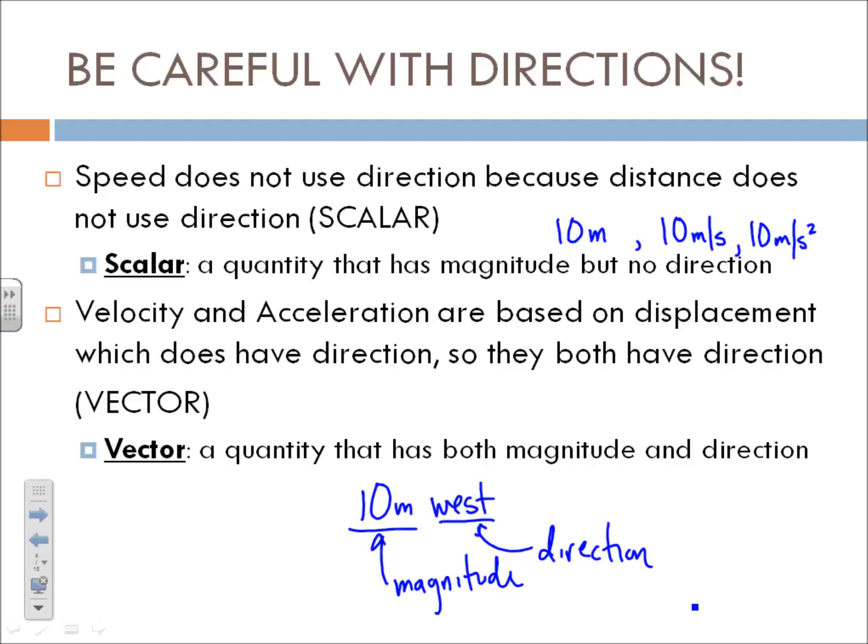So displacement is a vector. Velocity is a vector. So we could have 10 meters per second west. And acceleration can be a vector, 10 meters per second squared west. But notice they all have direction and magnitude. All right. So with this extra information, we ought to be able to do some extra calculations.